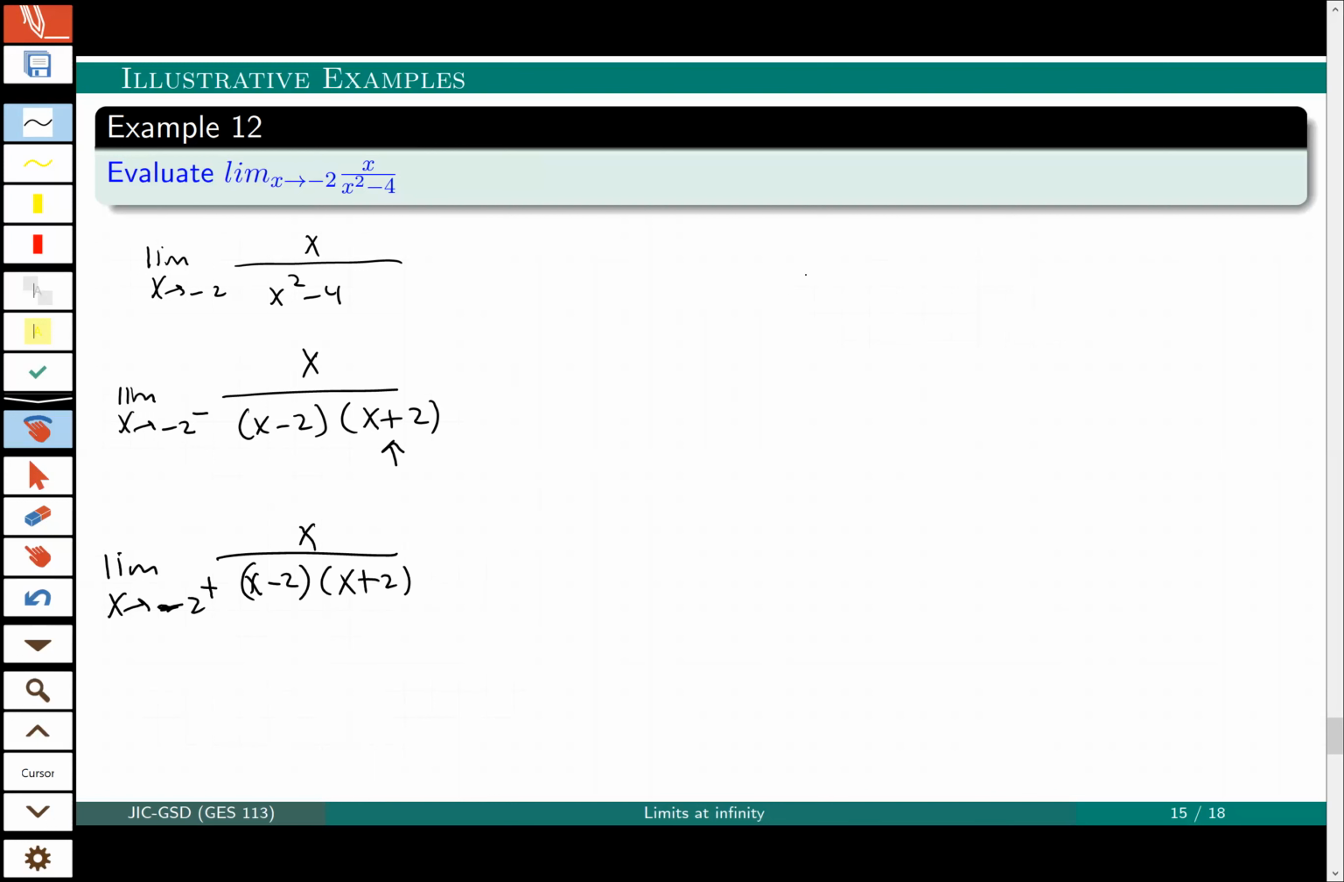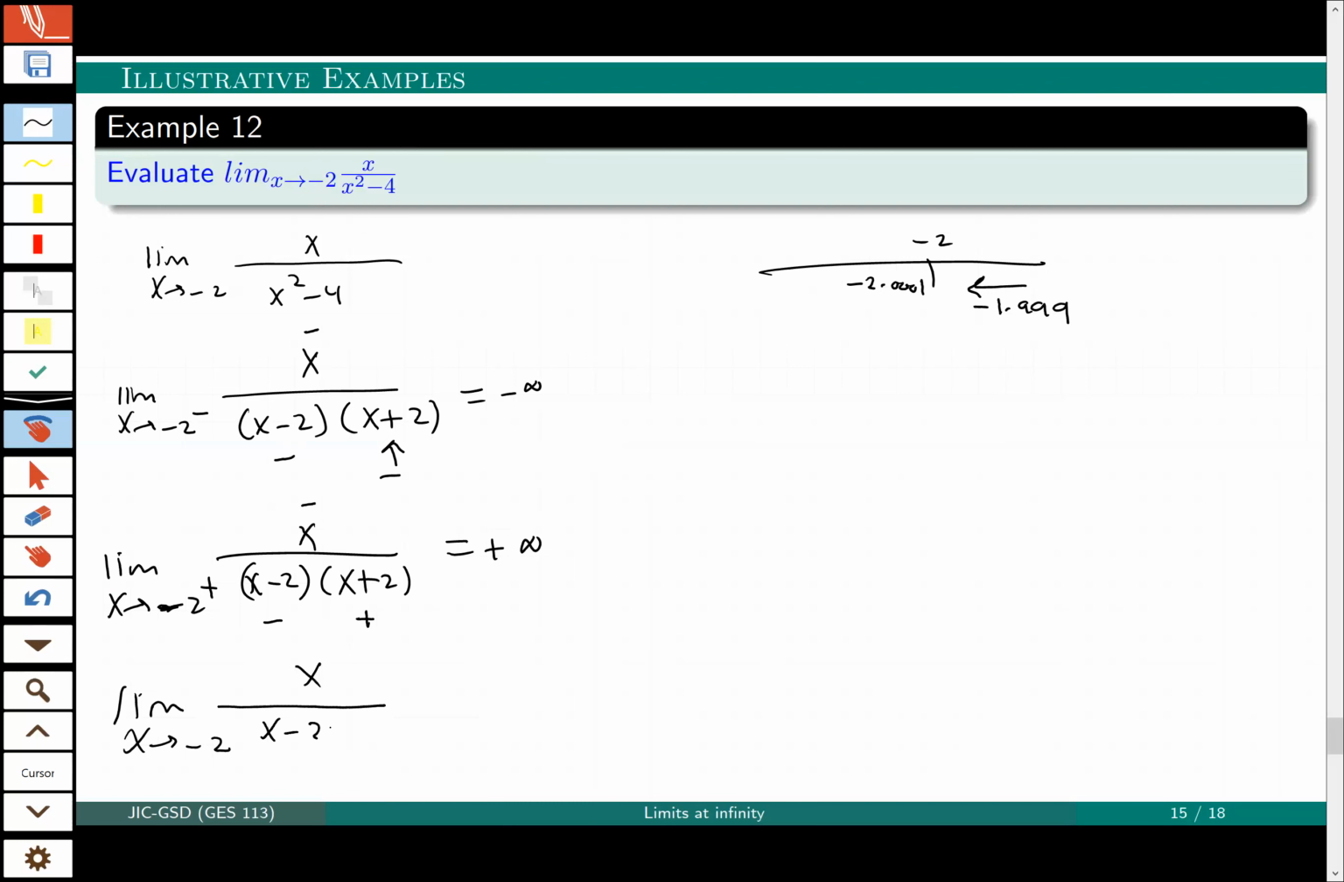Now, considering it from left, this is minus 2. If I consider it from left, it will be minus 2.0001. That will be negative, and that will be negative, and that will be negative, so totally I'll get negative infinity. If I consider it from right, like minus 1.999, here it will be negative, here it will be negative, but here it will be positive, so it will be plus infinity. My conclusion for x going to minus 2, for x over x minus 2 times x plus 2, again, does not exist. They are not equal.